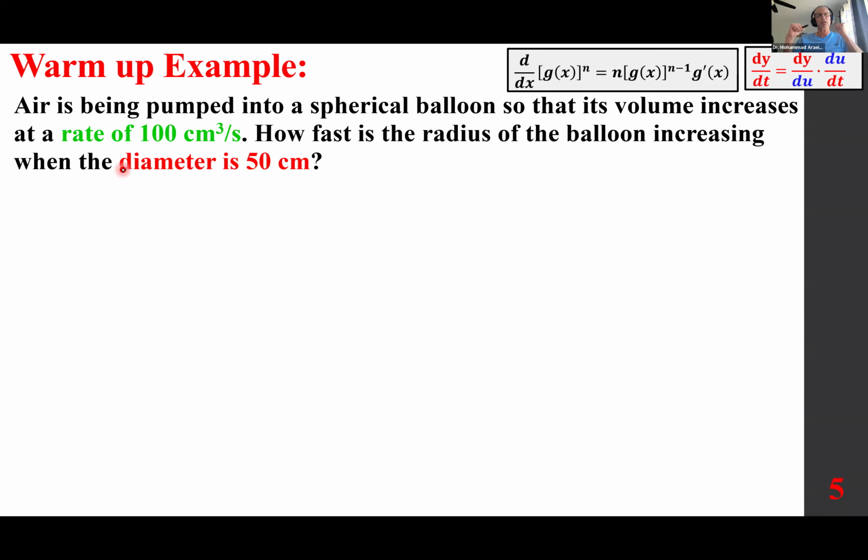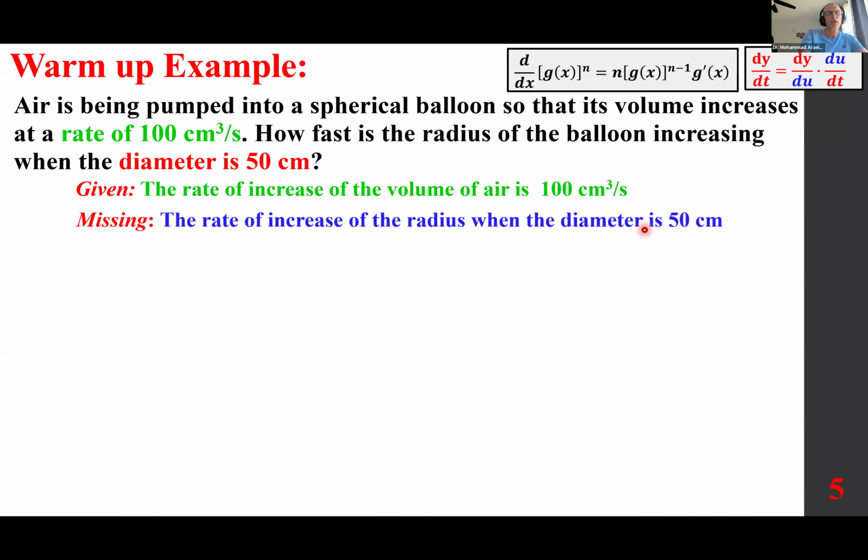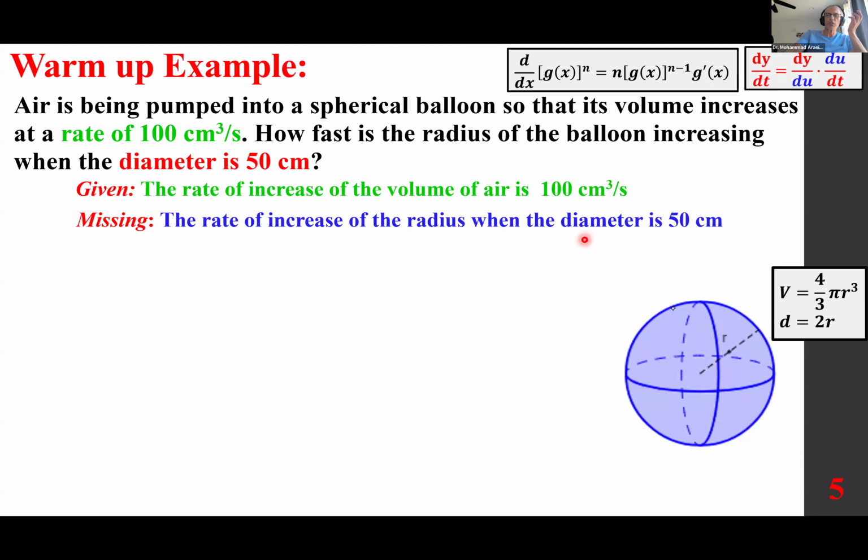So what is given? The volume is increasing at 100 cubic centimeters per second. So the rate of increase of the volume of air is 100 cubic centimeters per second. What are we looking for? The rate of increase of the radius when the diameter is 50 centimeters. So what is the shape? Here's a spherical shape where the volume is 4/3 pi r cubed. From the center to the sphere is called the radius. If you go both sides, it is the diameter, and the relationship is that d equals 2 times r.